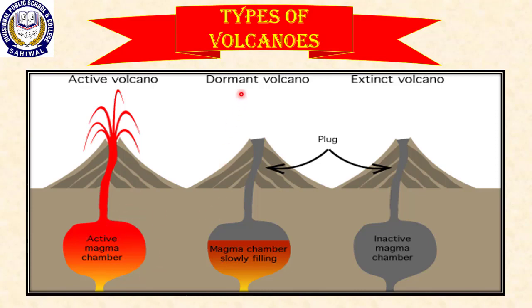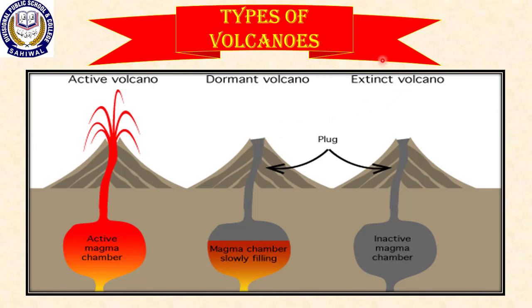The second category is dormant. Dormant means sleeping. It means we just sleep and awake after some time. So you can see this condition in dormant volcanoes. Magma chamber slowly filling. It means once lava has stopped coming outside, but with the passage of time, maybe magma has started to fill it and then starts to come out on the earth's surface. So that's why these types of volcanoes are very dangerous. We don't know when they will erupt.